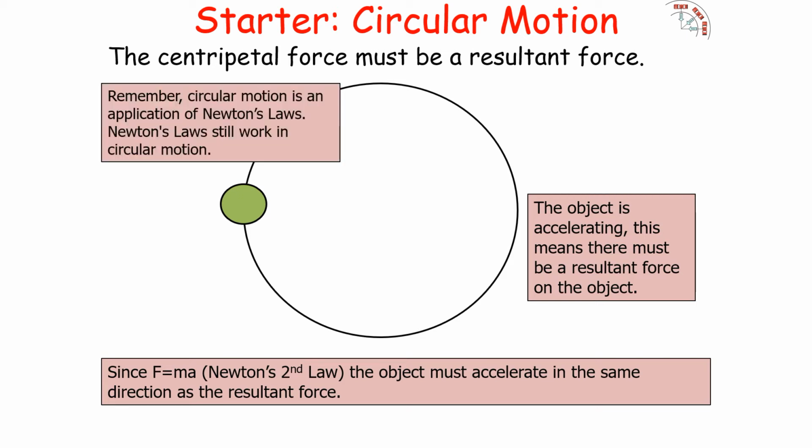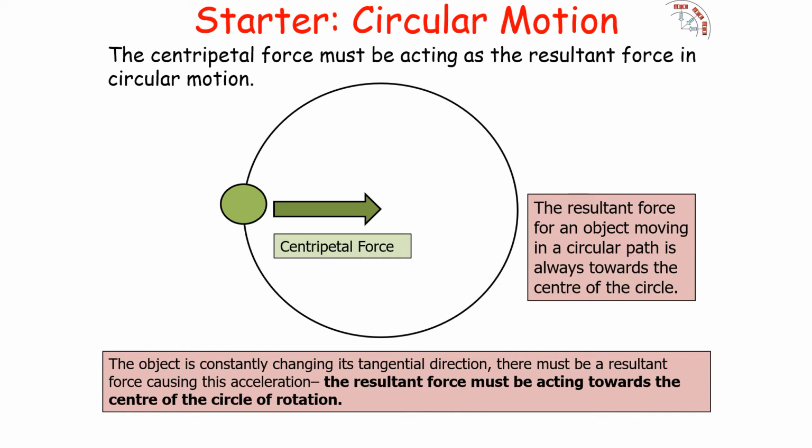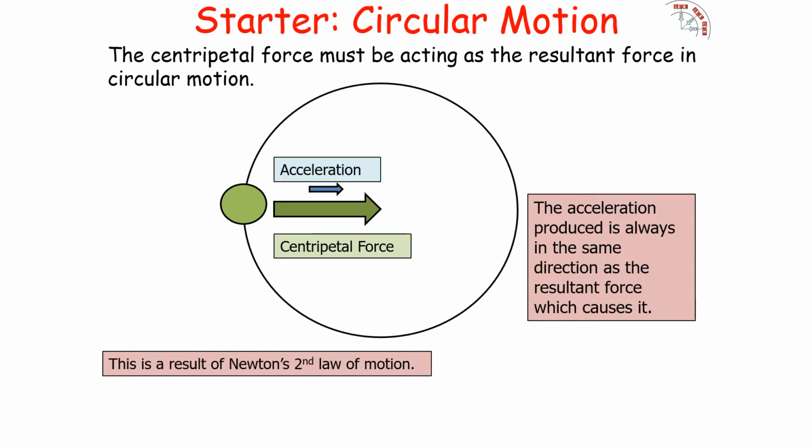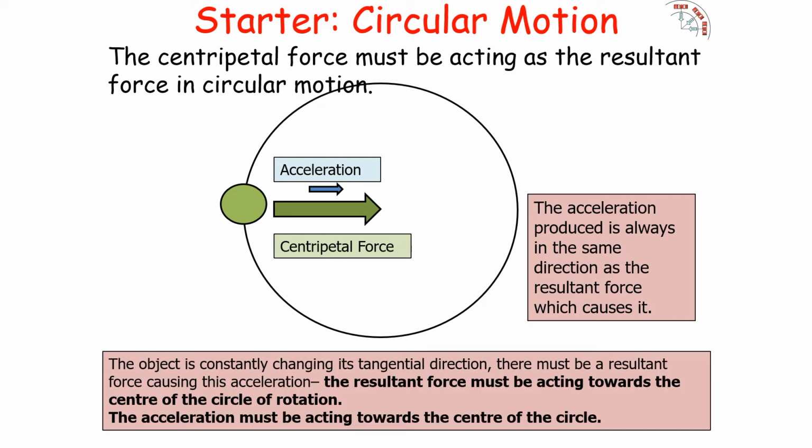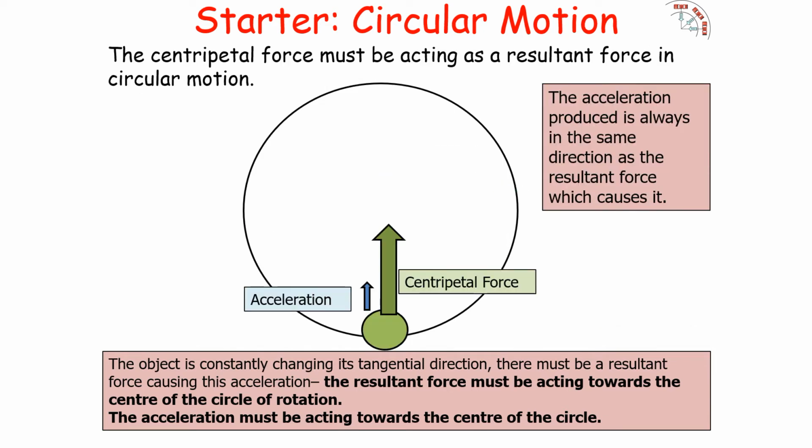Now, since F equals ma, the object must accelerate in the same direction as the resultant force, because circular motion is an application of Newton's laws, and Newton's laws still work in circular motion. So this tells us that the resultant force must be acting towards the center of the circle of rotation. This is a result of Newton's second law of motion. The acceleration must be acting towards the center of the circle, as shown in these different images.